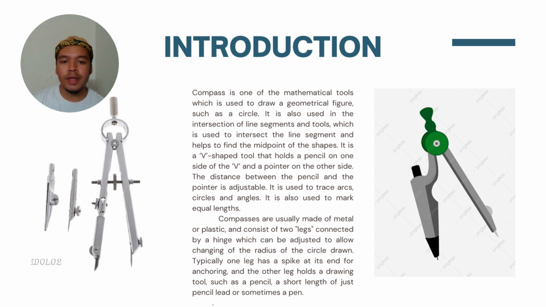Compasses are usually made of metal or plastic and consist of two legs connected by a hinge which can be adjusted to allow changing of the radius of the circle drawn. Typically, one leg has a spike at its end for anchoring, and the other leg holds a drawing tool such as a pencil, a short length of pencil lead, or sometimes a pen.